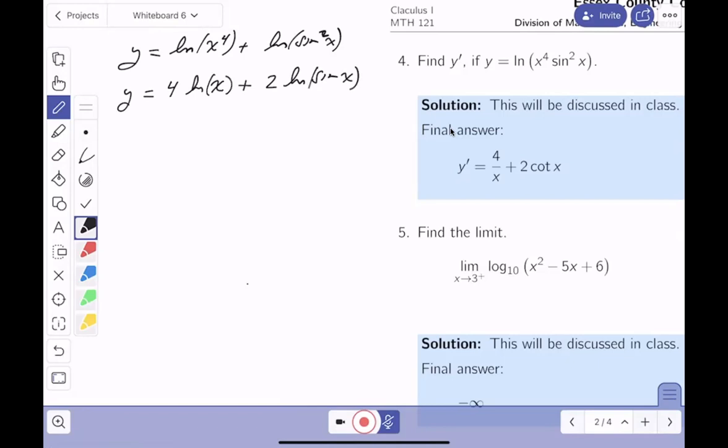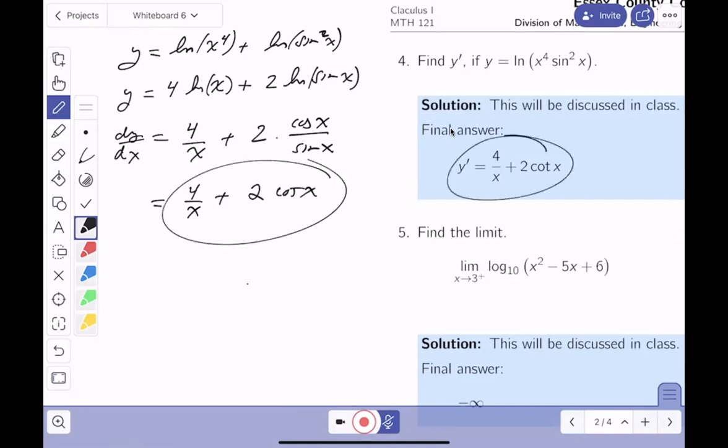Now I'm going to take the derivative. So dy/dx would equal 4 times the derivative of natural log, which is 1 over x, plus 2 times the natural log, the derivative of natural log is 1 over its argument. Now I've got the inside derivative of sine is cosine, right? So what do you have here? 4 over x plus 2. Well, cosine over sine is cotangent. All right, getting the answer.